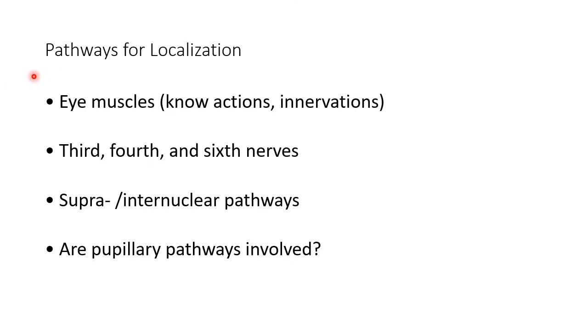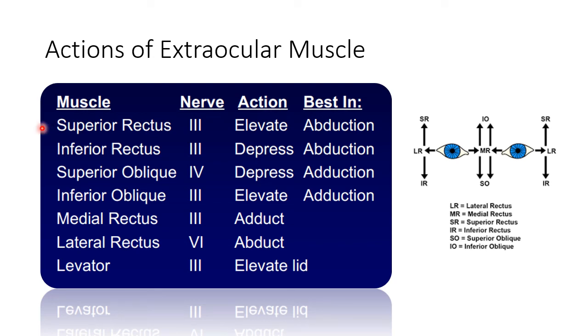You have to know what each muscle does and what innervates each muscle. Here, of course, you know that the eye muscles are innervated by the 3rd, 4th, and 6th nerves. There are both supranuclear and internuclear pathways, and you want to ask whether the pupils are involved or spared. So the superior rectus is innervated by the 3rd nerve and elevates the eye, best seen in abduction. The inferior rectus muscle is innervated by the 3rd nerve and depresses the eye, best seen in abduction.